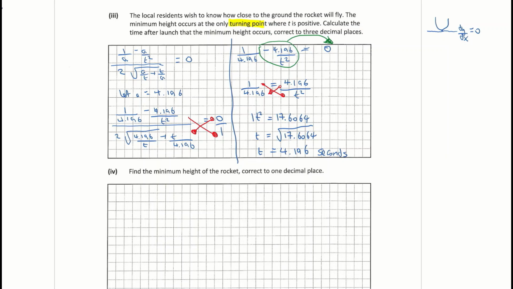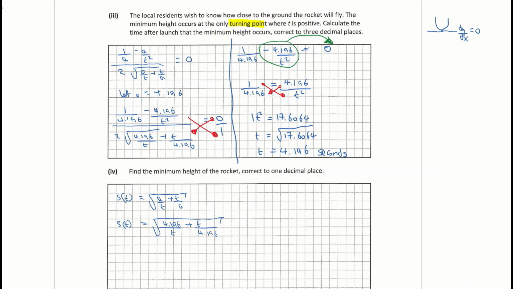The next part of that question, iv, says to find the minimum height of the rocket correct to 1 decimal point. Now, the height of the rocket, again, given at the very start of the question, is given by the function s of t, which is equal to the square root of a over t plus t over a. So that's the height of the rocket. And again, I know the value of my a, so I'm subbing that in. So it's the square root of 4.196 over t plus t over 4.196.